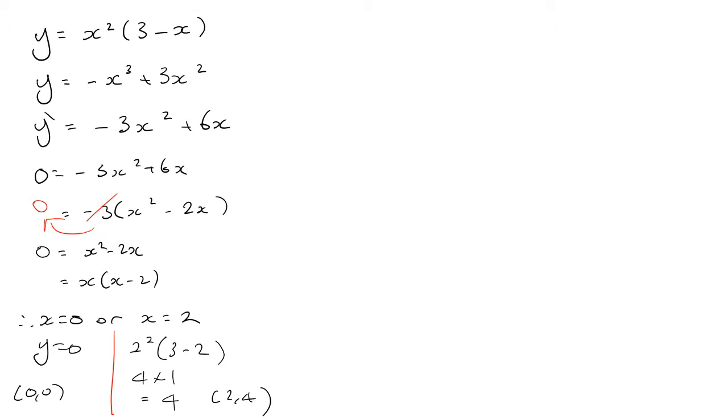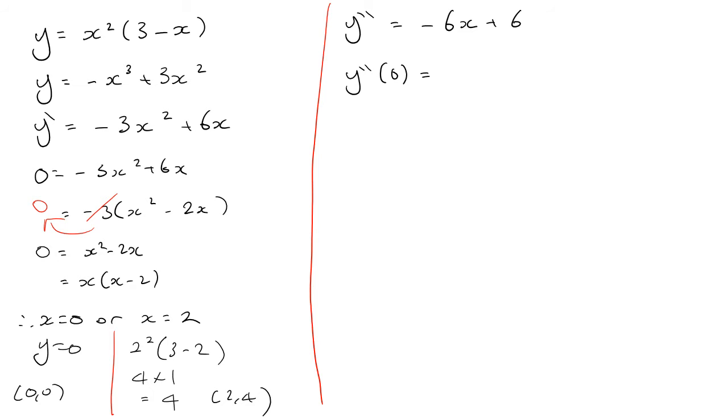Now to find the nature, we need to find the second derivative of y. So y double dash is equal to negative 6x plus 6. Same as our previous one, I think. So we substitute x equals 0 into y double dash. That's equal to negative 6 times 0 plus 6, which is 6. That's a positive number, so therefore that stationary point is a minimum.